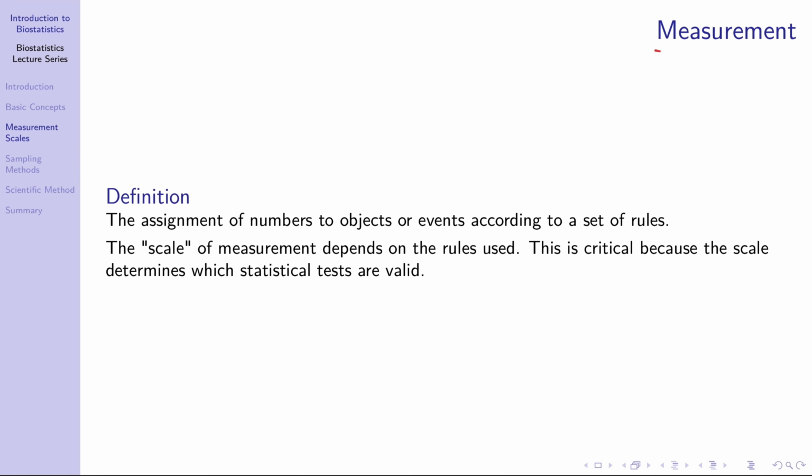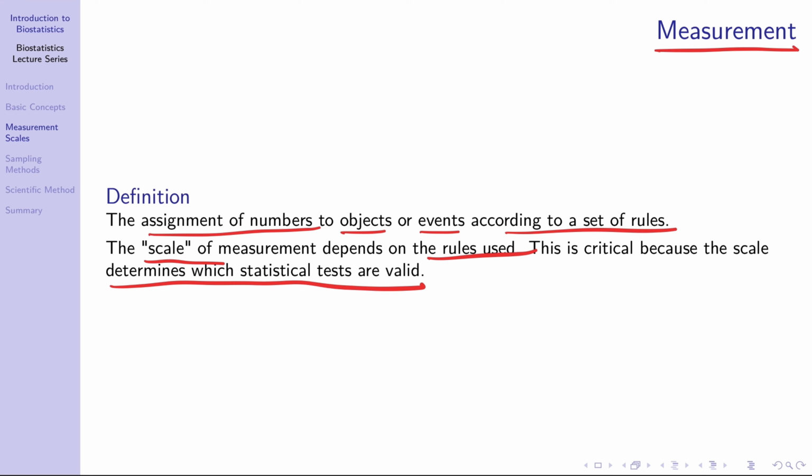The next one is measurement. The assignment of numbers to objects or events according to a given set of rules is generally called measurement. The scales of measurement depend on the rules that are used. This is critical because the scale determines what statistical tests are valid for a particular scale of measurement. There are 4 scales of measurement, which we abbreviate using the pseudonym NOIR.